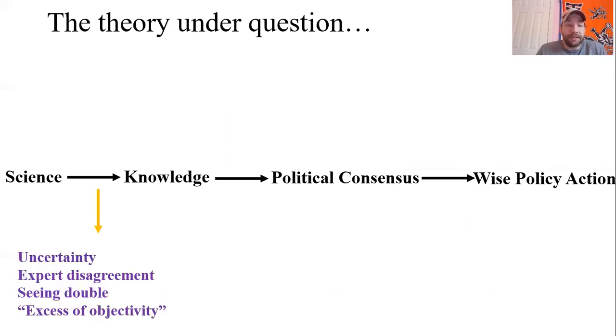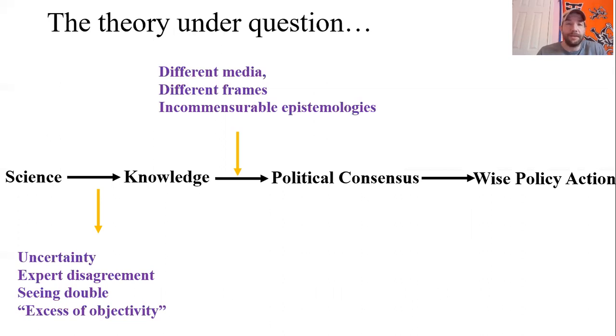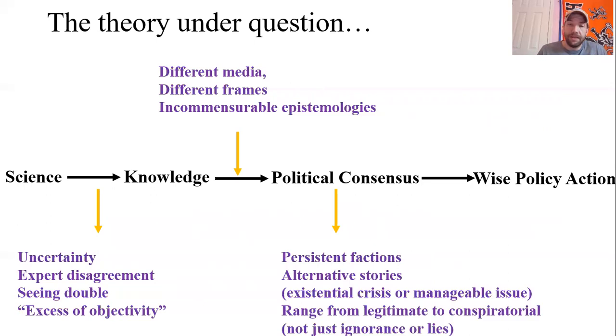This bridge from science to knowledge, well, what about uncertainty that often exists? Experts disagreeing with each other. A condition that Hobbes called seeing double, or what we're going to call an excess of objectivity. Move down the linear model. Knowledge translating into political consensus. Well, that's always filtered through different media, different frames, and what our reading is talking about, maybe incommensurable epistemologies or different ways of knowing the world.